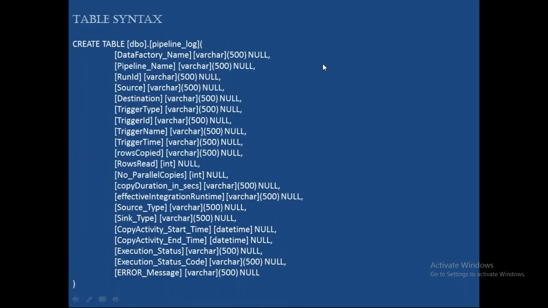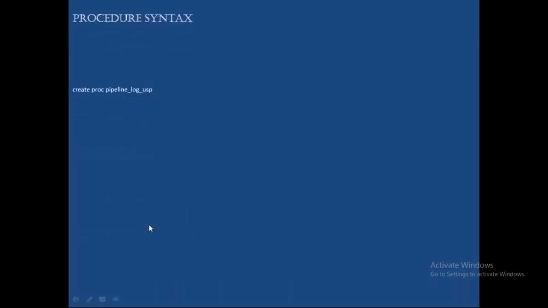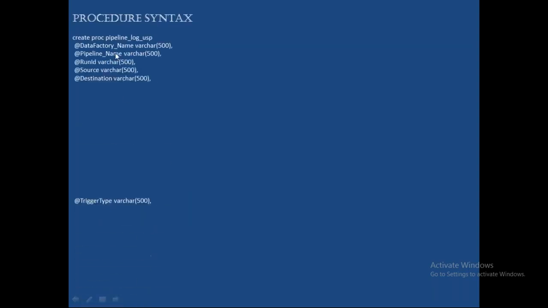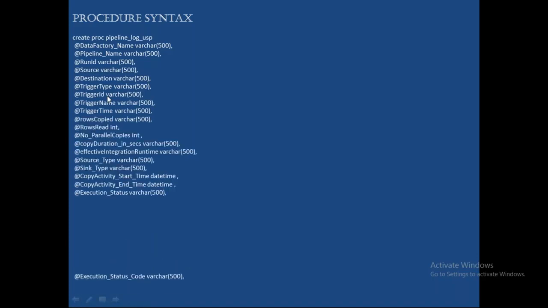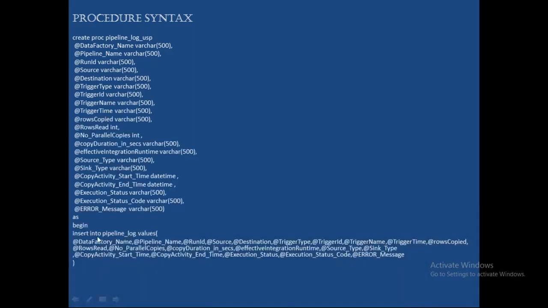Okay, now we will see the table syntax. This is the table which I'm going to create for my pipeline log to store all this information. I'm going to create the table something like this. Next, procedure syntax: create a procedure name, and all these are the parameters. Once you create all these parameters, say as begin, insert into pipeline log values, and all these parameters I'm using to insert the record into the pipeline log table, and that's all.